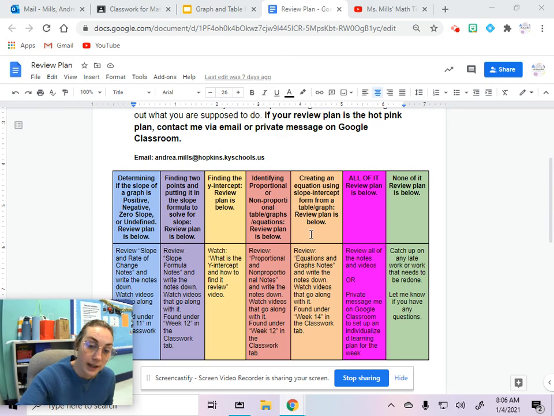So here's the orange plan right here. If you identified with the orange plan, which is creating an equation based off of slope-intercept form from a table or a graph, you came to the right place.